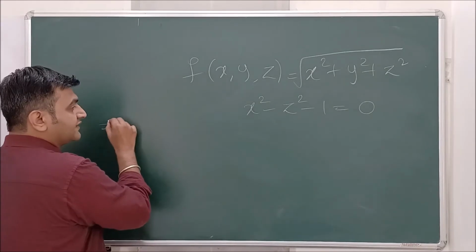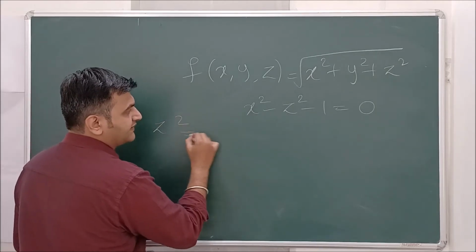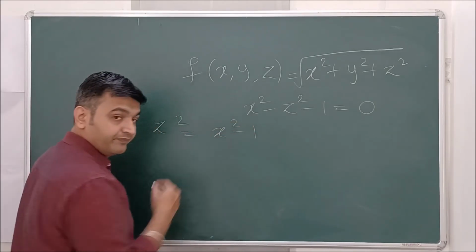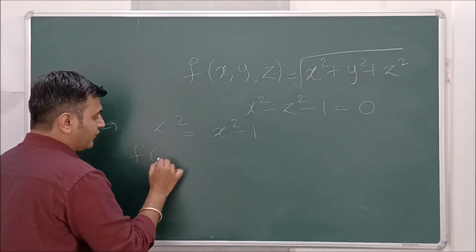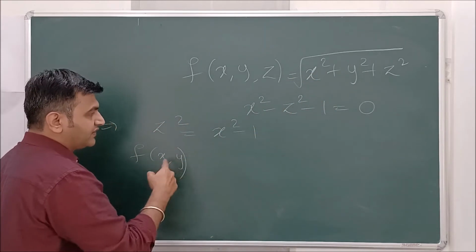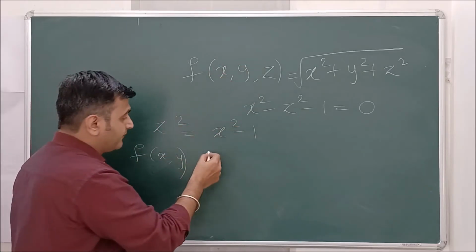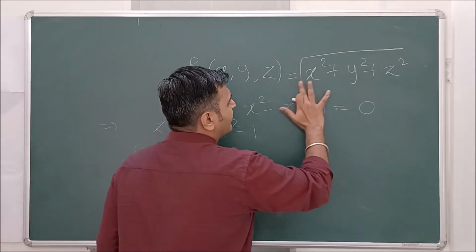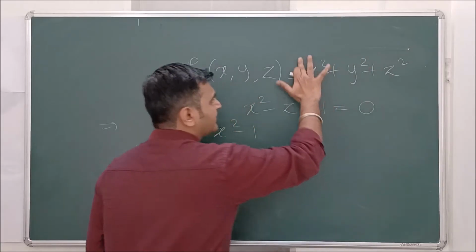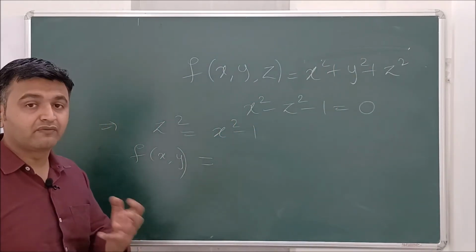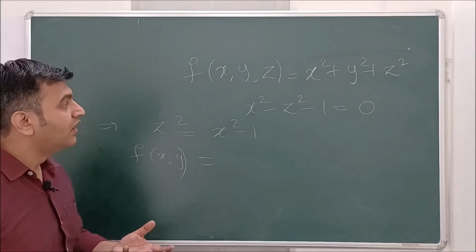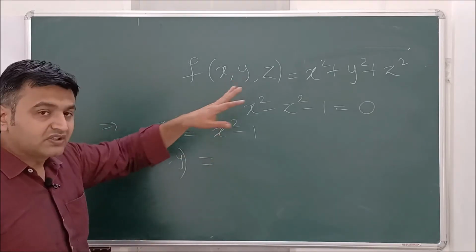The first thing you do is write z square as x square minus 1, and now you substitute the value of z square in the function. So f of x, y will now be only in terms of x and y. Let me remove the square root, because if I keep it, then while taking the derivative you have 1 upon 2 square root. So I will ignore the square root.